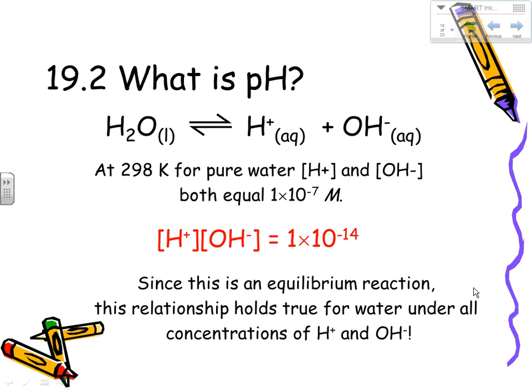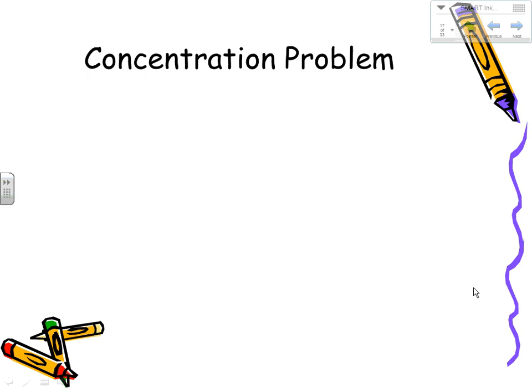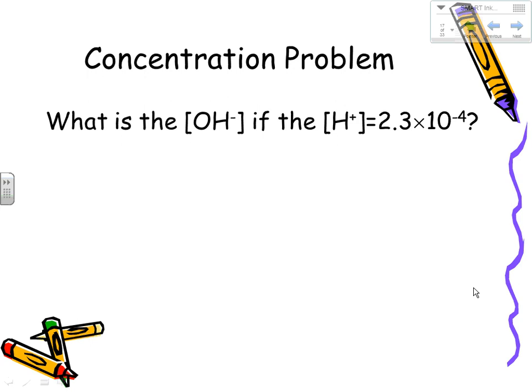So if we know what our H plus concentration is, we can always calculate our OH minus. When we know what our OH minus concentration is, we can always find out what H plus has to equal using this equation. So this is one of our fundamentally important equations when we're dealing with acid-base calculations. So what is the OH minus if the H plus is 2.3 times 10 to the negative fourth? So we're going to put this exact idea to work.